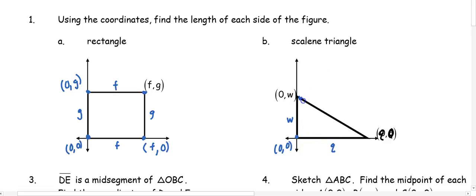Now, finding the diagonal side is a little bit harder, but remember that if we have the x-axis and the y-axis intersecting, this is perpendicular, so it's creating a right angle. So I can just use the Pythagorean theorem to find that missing side. So w squared plus q squared equals x squared. We'll call this x for now. To find that, I just take the square root of both sides, so I have the square root of w squared plus q squared.